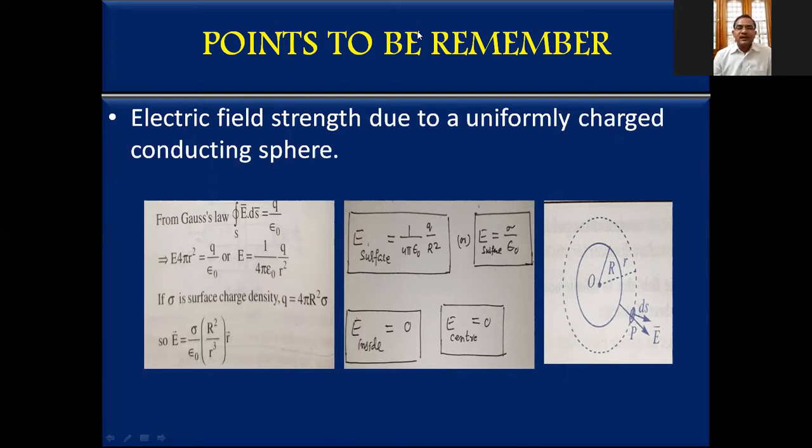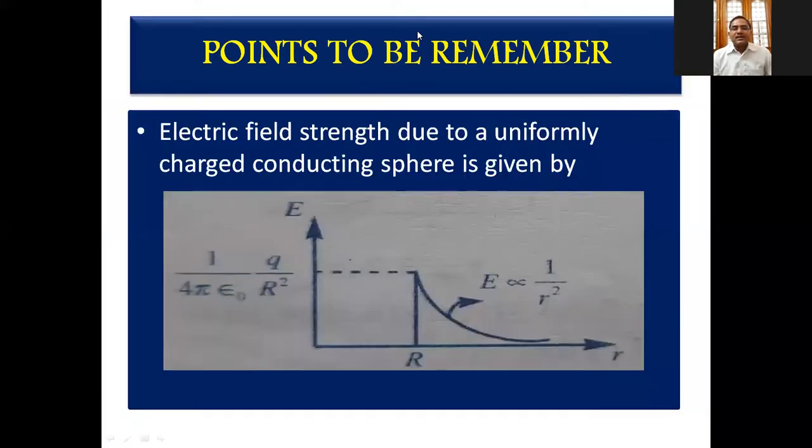Here, the field strength outside the sphere is E equals 1 by 4 pi epsilon naught q by r square. On the surface, it is 1 by 4 pi epsilon naught q by capital R square. Inside the sphere, since there is no charge, E equals 0. So you can understand it from the graphical analysis. At the center, the field is 0. From the center to the surface, there is no field, because there is no electric field inside the conductor.